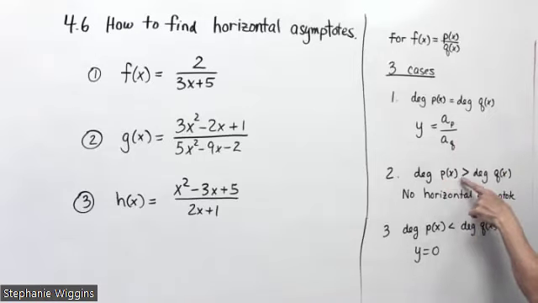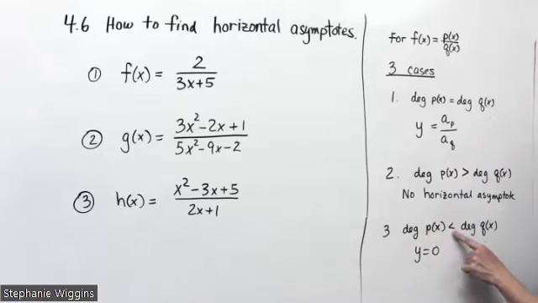If the degree of p of x is greater than the degree of q of x, then there are no horizontal asymptotes. And if the degree of p of x is less than the degree of q of x, then y equals 0 is a horizontal asymptote.